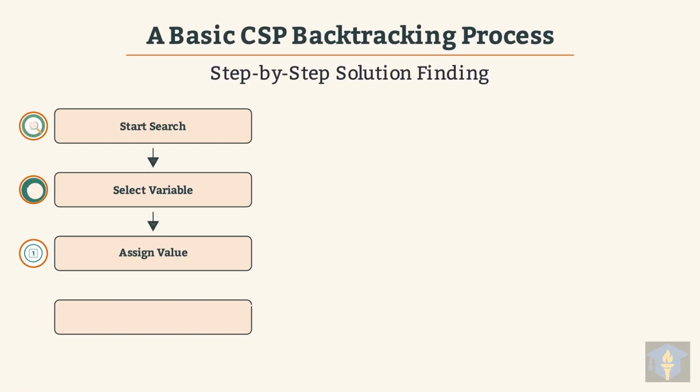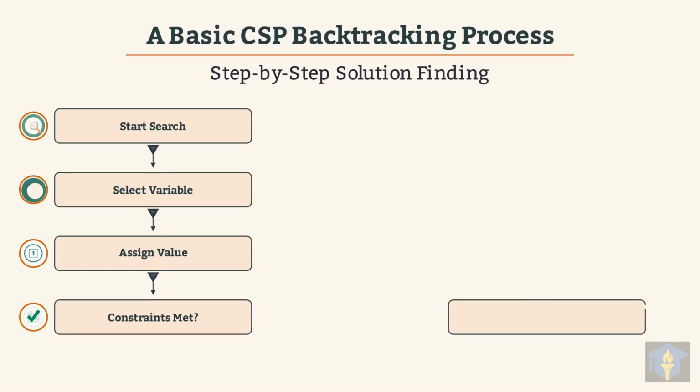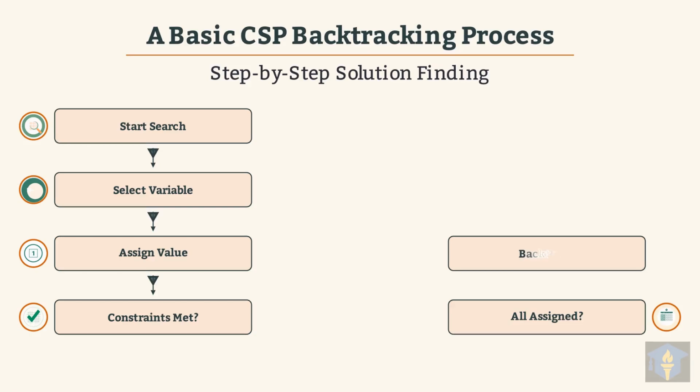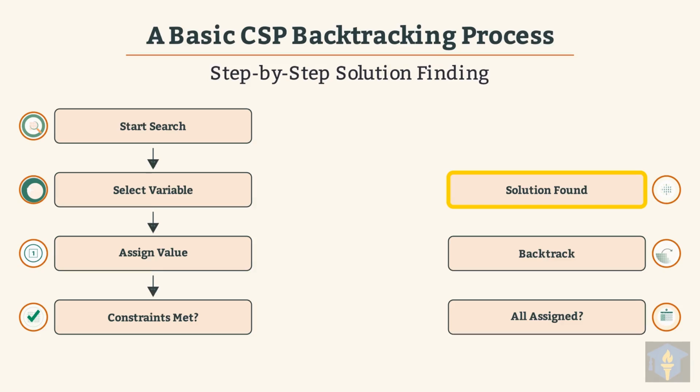We check if this assignment satisfies all relevant constraints with previously assigned variables. If constraints are met, we then check if all variables have now been successfully assigned values. If a constraint is violated or no valid assignment can be made, we backtrack to the previous variable. This process continues until all variables are assigned values satisfying all constraints, meaning a solution is found.